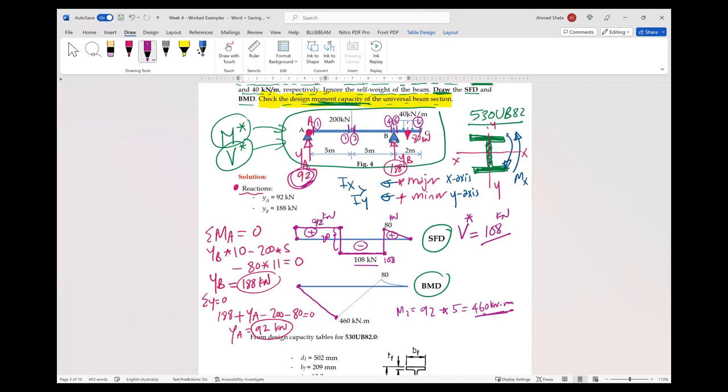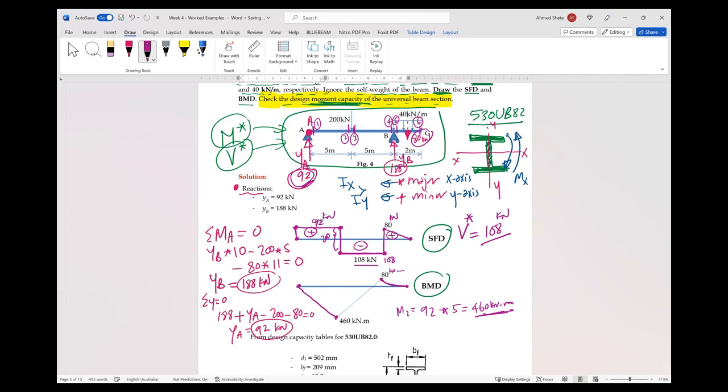Okay, what is next? The moment, we can get the moment from the other side as well. So at section 6, what is the moment? 0. Why 0? Because this is the beginning of the beam from the other side. At 5, what causes moment at 5? It will be 80 times 1, so it will be 80 kilonewton meter. How do we connect them together, with a parabolic or a straight line? A parabola because we have uniform load.